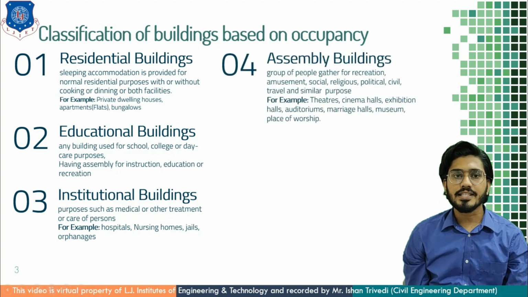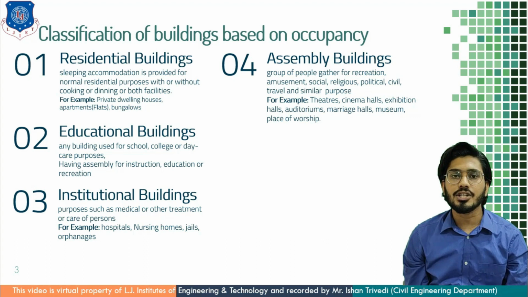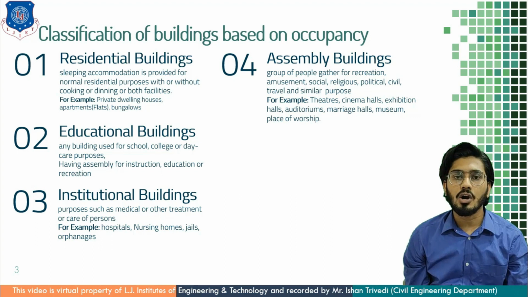Next is assembly buildings. These shall include any building or part where a group of people gather for recreation, amusement, social, religious, political, civil, travel and similar purposes. For example, theatres, cinema halls, exhibition halls, auditoriums, marriage halls, museums and places of worship.